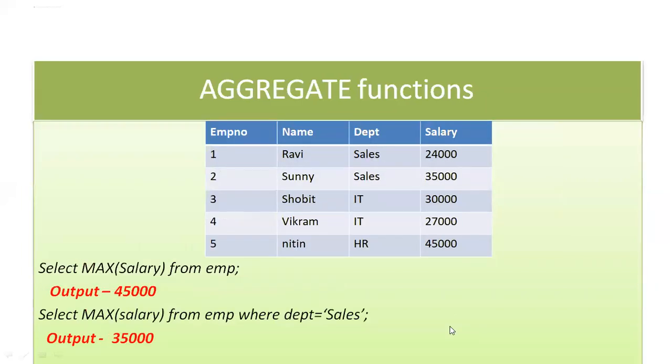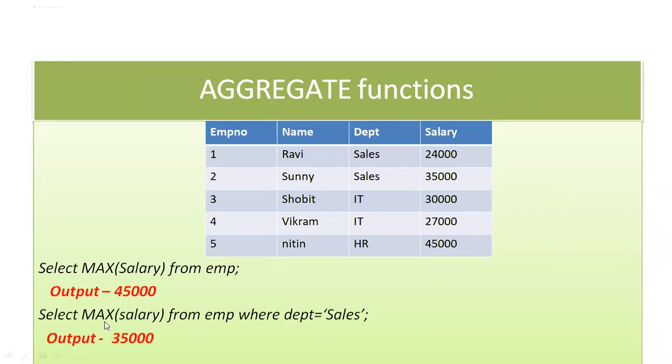So next, SELECT MAX. What is the use of max? It is the biggest value. It will search for the biggest value. SELECT MAX salary from EMP. So it will display the maximum value among these values. 45 is the biggest value, so it will display 45,000.